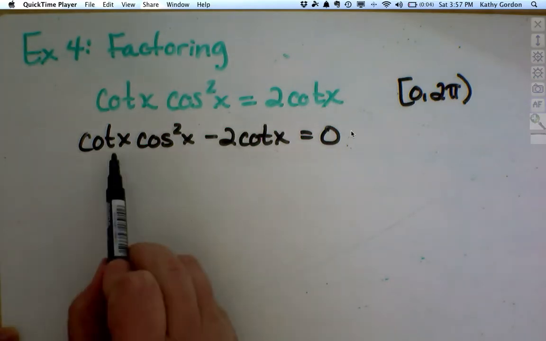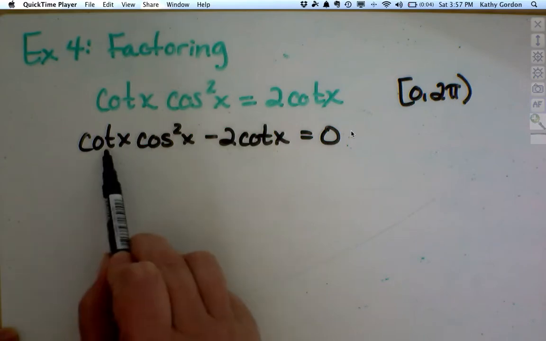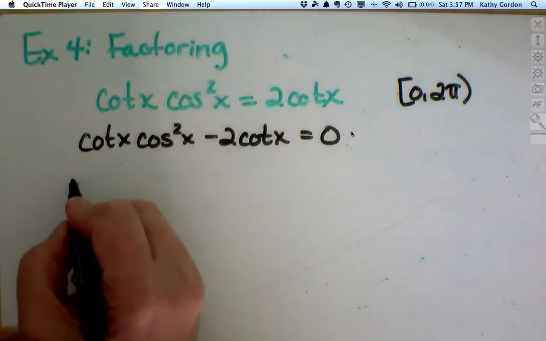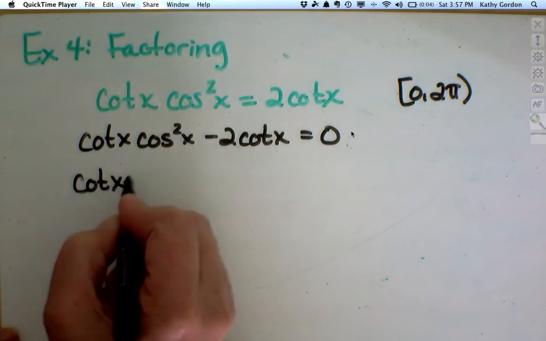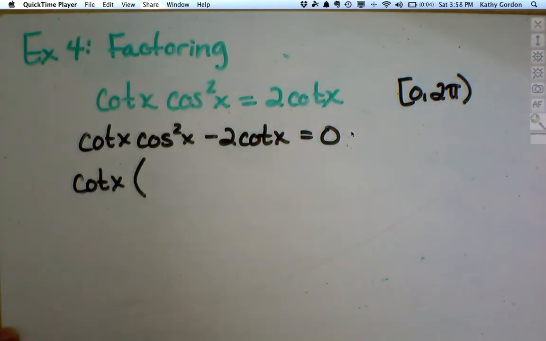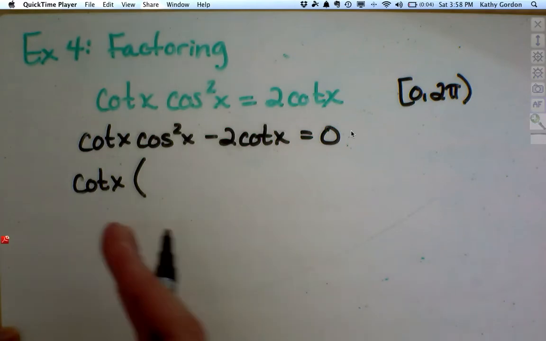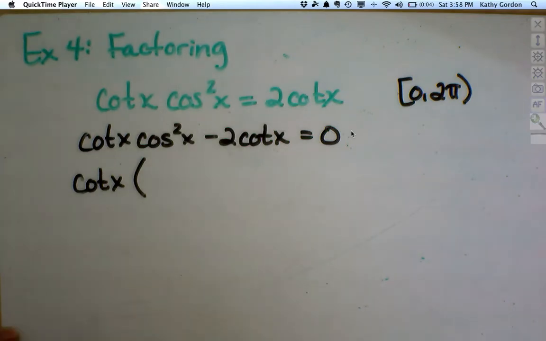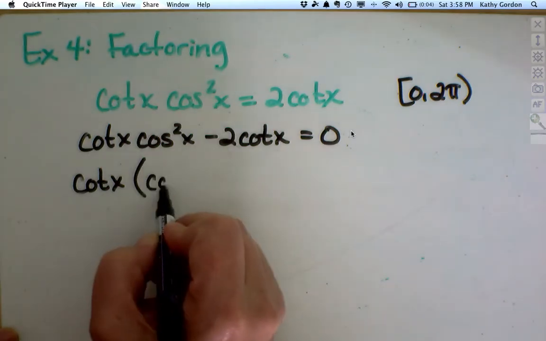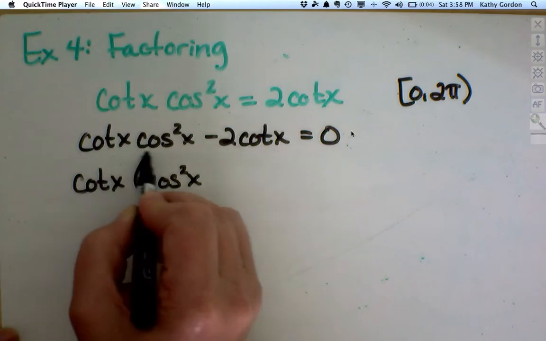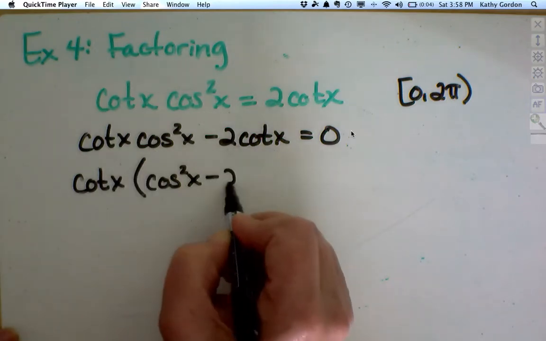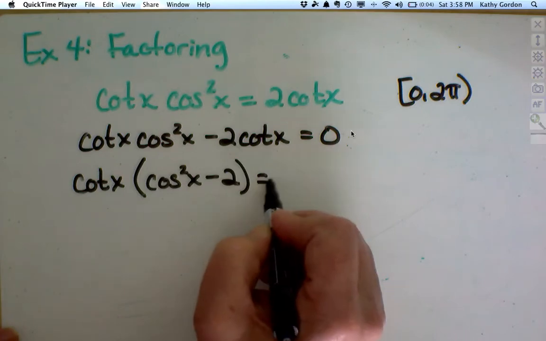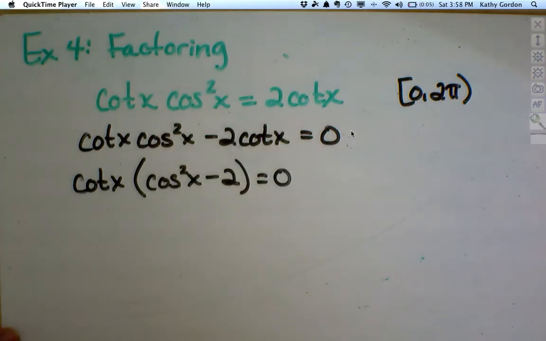So now we can look at the fact that these two terms both have the cotangent, and we can factor it out. We are not dividing it and getting rid of it completely. We are simply dividing it out as a factoring technique. And so that leaves us cosine squared x from the first term and minus 2 from the second term. And that's all still equal to 0. Okay?